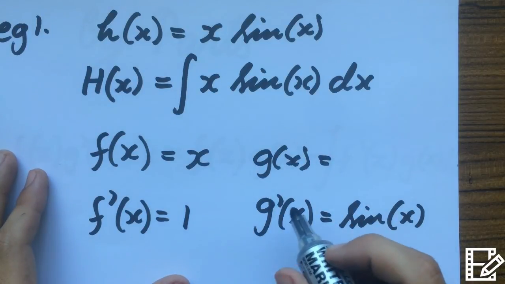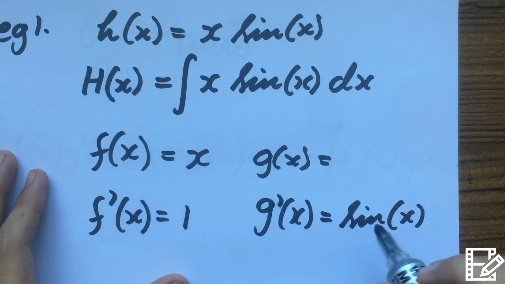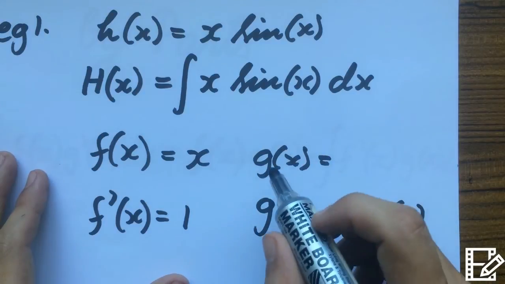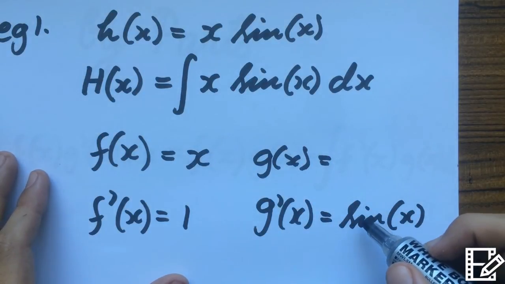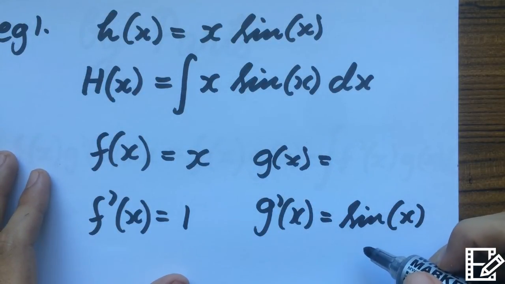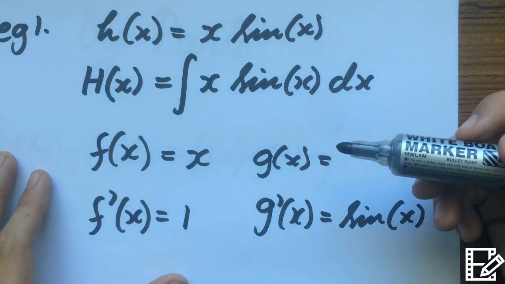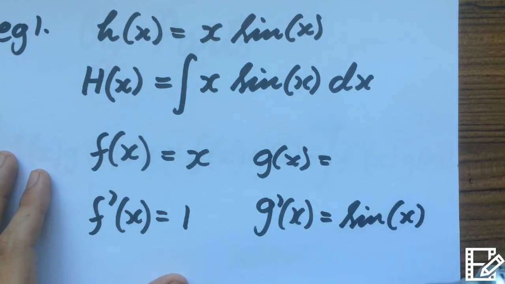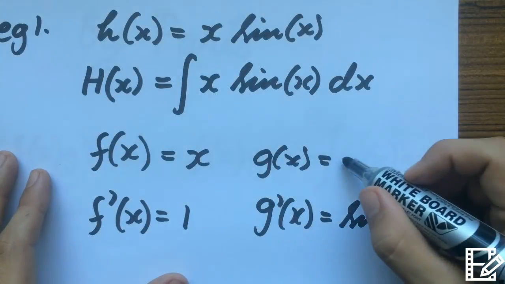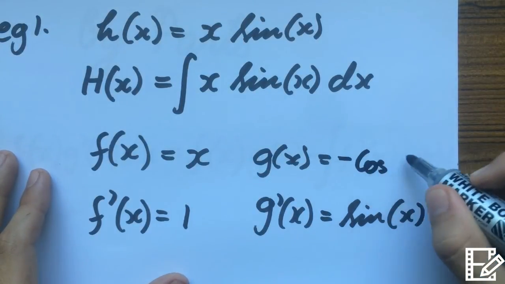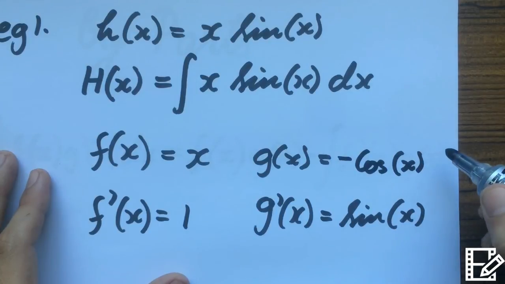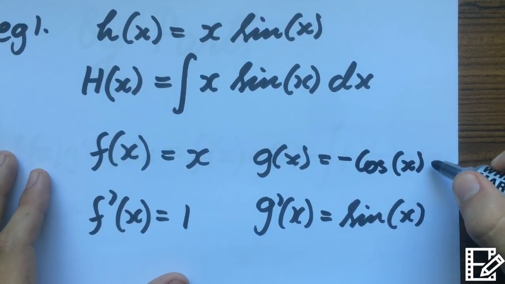With g'(x), it's equal to sine x. Now if we want to find g(x), we need to find the integral of sine x. We know that when you derive negative cos x, you get sine x. So if you find the integral of sine x, you get negative cos x, and you could say plus c on the end if you wanted to.